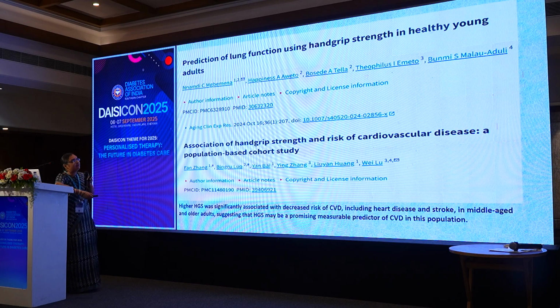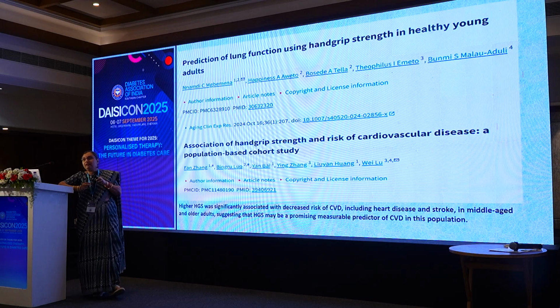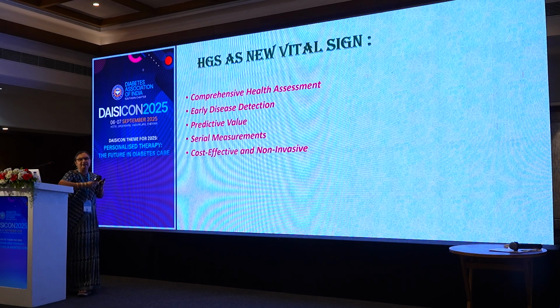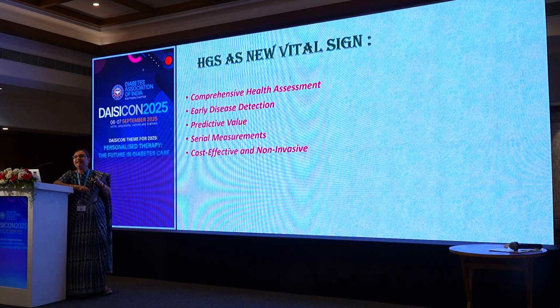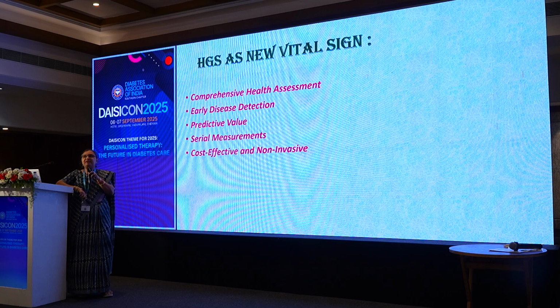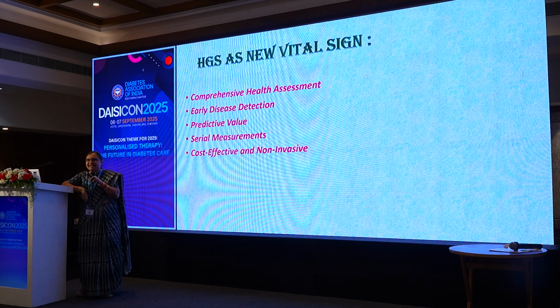So what about CVD? In healthy young adults, hand grip predicts lung function, yes. And there is an association of hand grip strength with CVD, yes. They say that higher hand grip was significantly associated with decreased CVD, an inverse relation. And when the hand grip strength is lower, there is increased risk of CVD. So all these point to what? Taking hand grip strength as a vital sign.